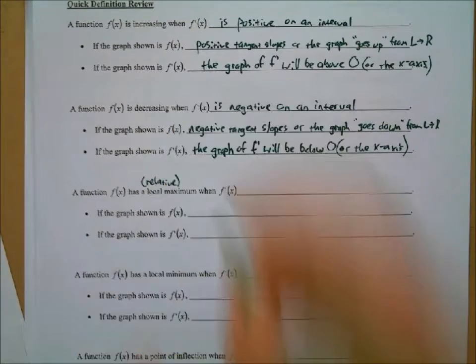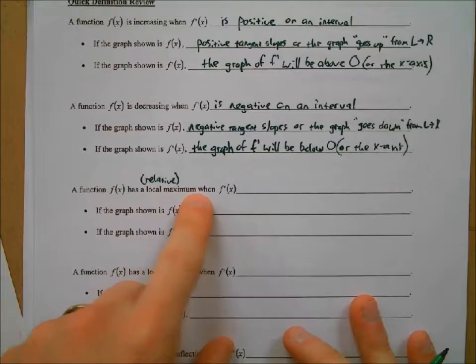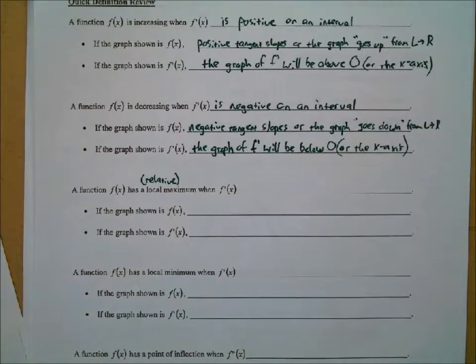The idea for local is that in a neighborhood of points, it's the highest point. So your hill there, but also relative to the other points around it, it is relatively the highest point, but it may not be the highest absolute point of the function. So a function f has a local maximum when f prime does what?